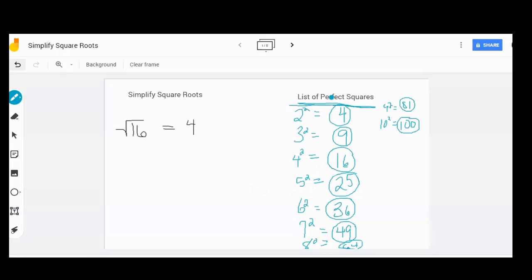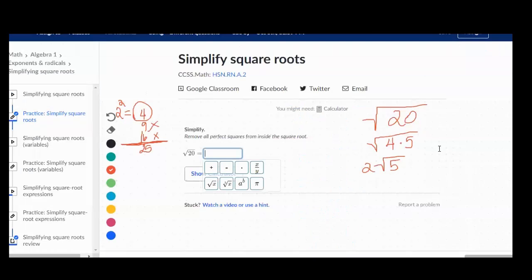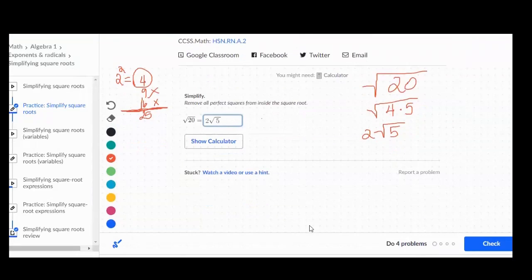So remember here from our perfect square list, 2 squared was equal to 4. So that means when you take the square root of 4, you get 2. And that's why that 2 came out and the 5 stayed in. So let's see how we did. We'll type 2, then use the square root symbol, and then 5. This is how you would submit your answer on Khan Academy, and we can check it.